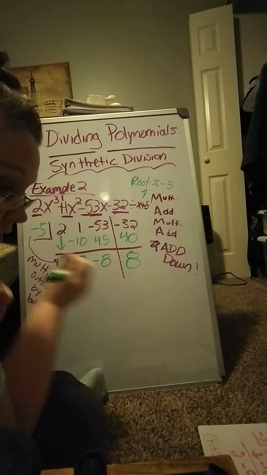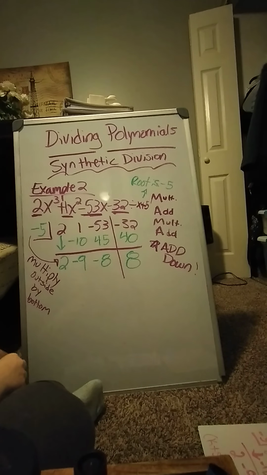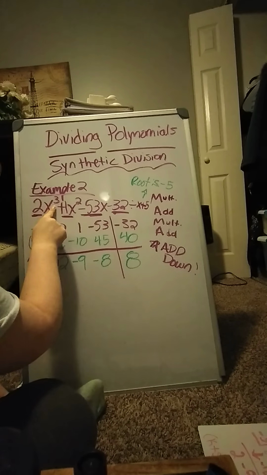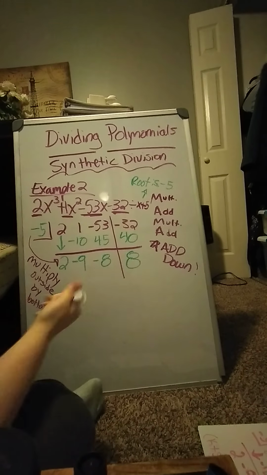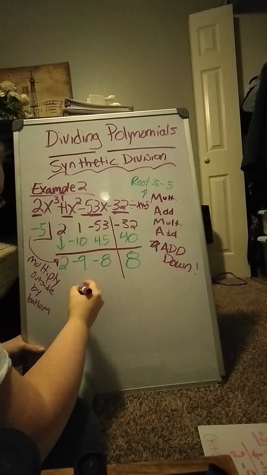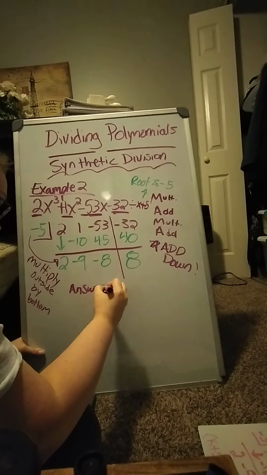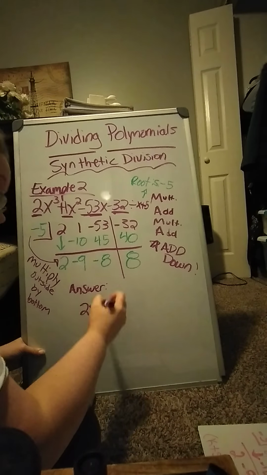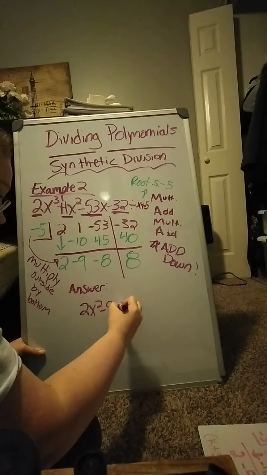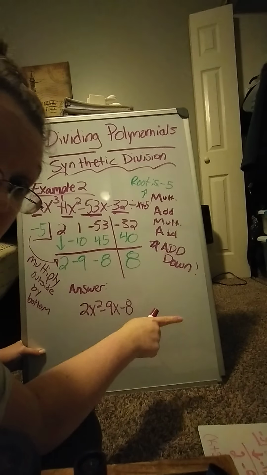And I'm going to show you how to write your answer. Okay? So, like I said before, I started with a cube, but I'm dividing, so that means I'm going to end up with a squared. So we write answer, 2x squared minus 9x minus 8. This is how you write the remainder.